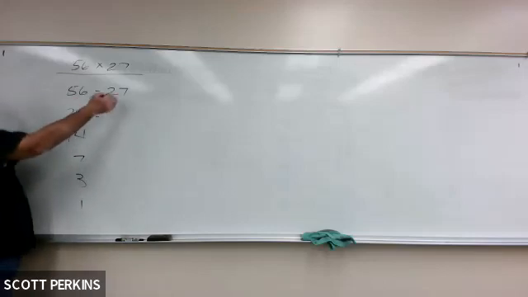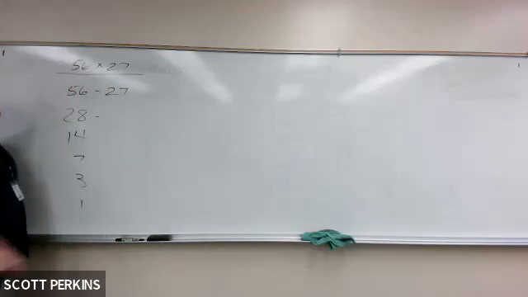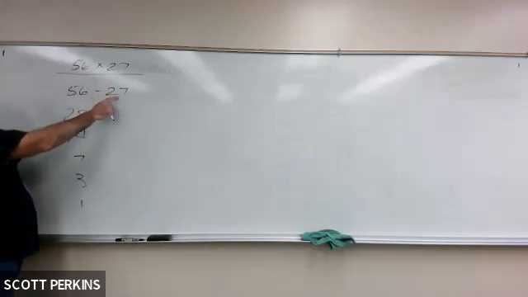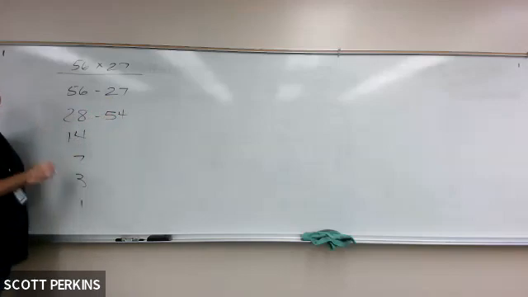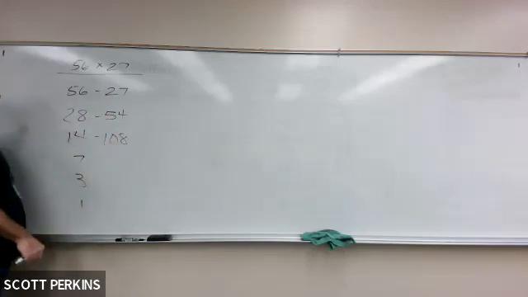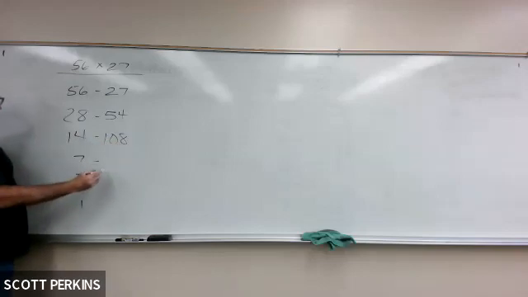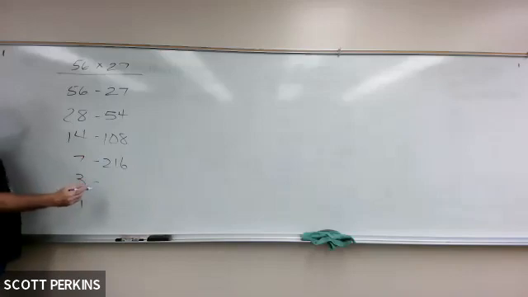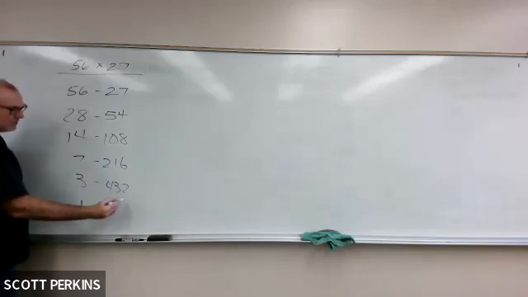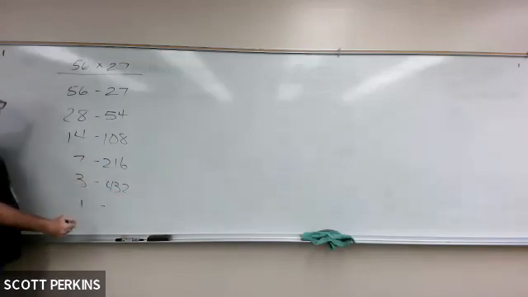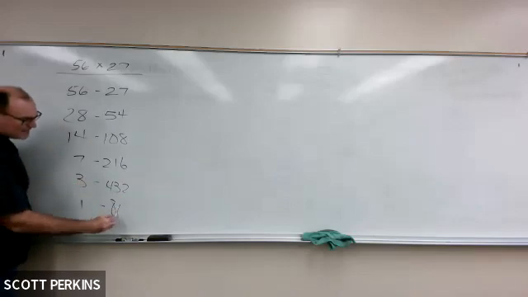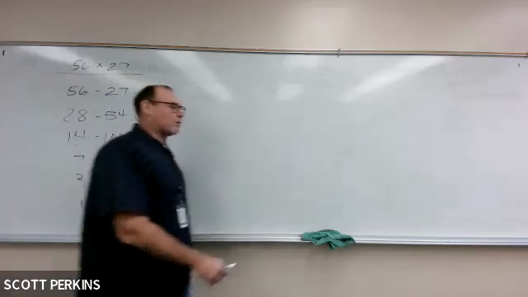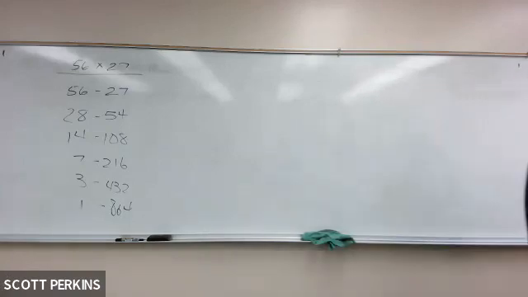Now this one, I'm going to now double each of these. So 27 plus 27 is 54. 54 plus 54 is 108. 108 plus 108 is 216. 216 plus 216 is 432. And last but not least, 432 plus 432 is 864. So there are my rows that I have to work with.